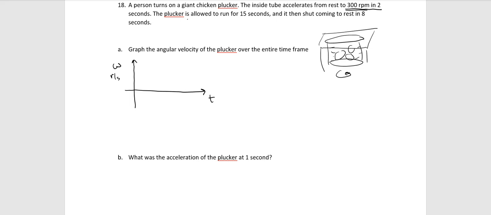Then it's just allowed to run for another 15 seconds, and the intention here is at a constant angular velocity. And then it's shut off, coming to rest in 8 seconds. So make sure your graph, when you sketch it, matches those conditions.